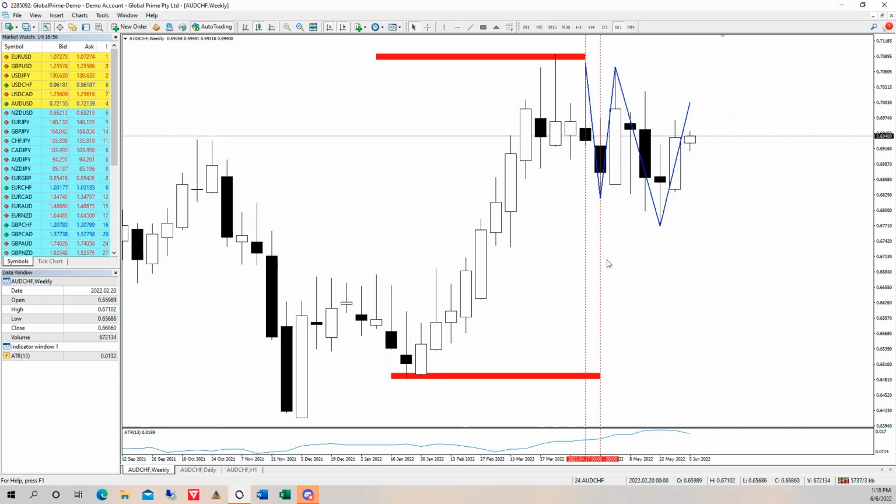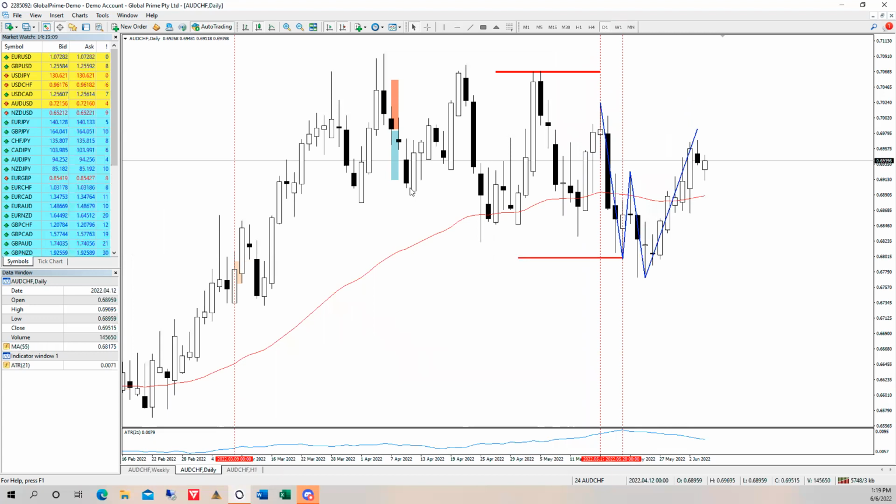Right, Aussie Swiss, this one not so much, even though it was a bullish impulse candle. Here on the weekly time frame, you can see we've got this flag pattern, I guess, with the flagpole, but really that's just quite a narrow consolidation area that's very visible here on the daily time frame as well. So staying away from that.